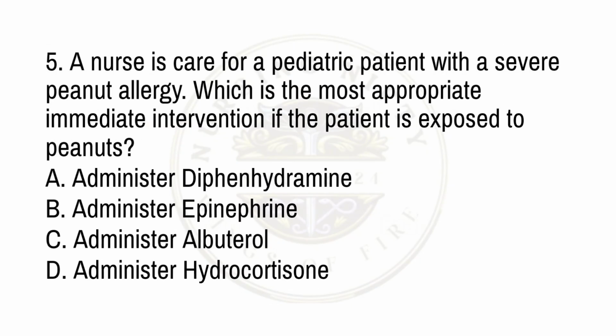Question number 5. A nurse is caring for a pediatric patient with a severe peanut allergy. Which is the most appropriate immediate intervention if the patient is exposed to peanuts? Options: Option A, administer diphenhydramine. B, administer epinephrine. C, administer albuterol. And D, administer hydrocortisone. So here the correct answer is option B, administer epinephrine.